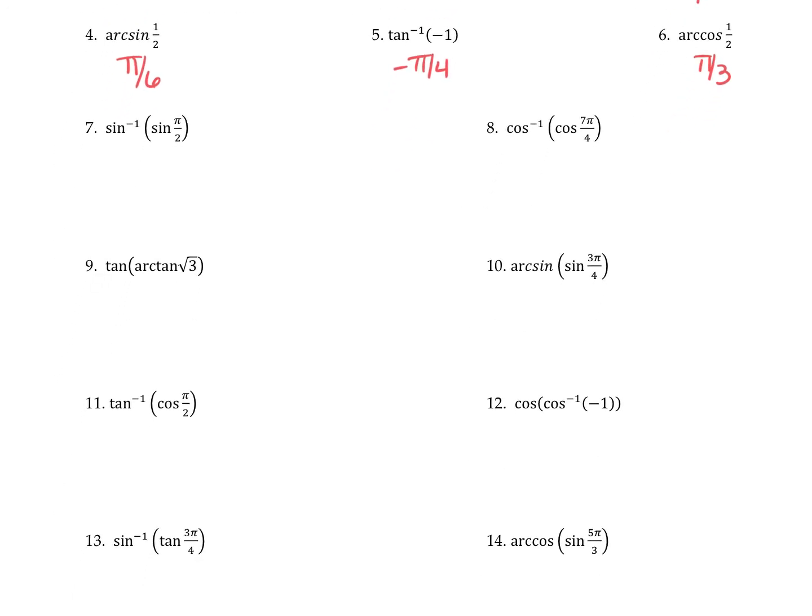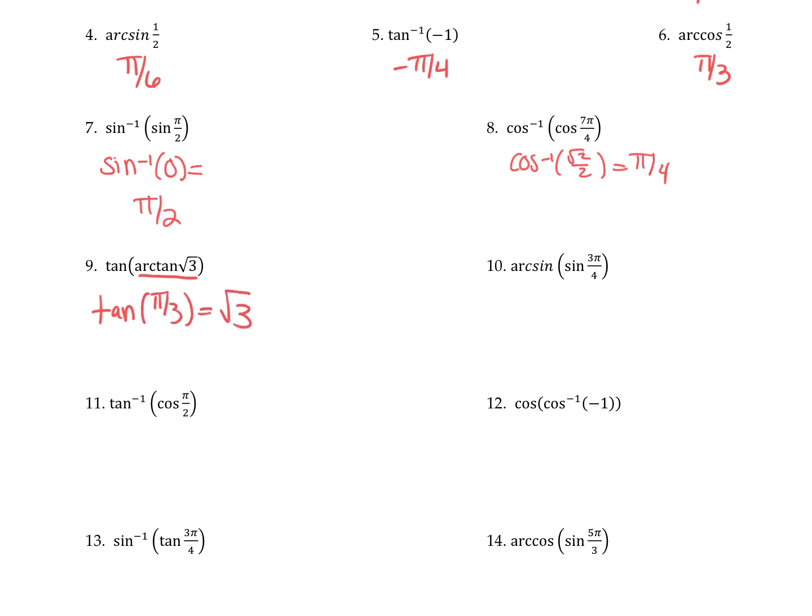So sine inverse of sine of pi over 2 is just pi over 2. Cosine inverse of root 2 over 2 is just pi over 4. Arc tangent of root 3 happens at pi over 3. Tangent at pi over 3 is root 3. Arc sine, which is just sine inverse. Sine of 3 pi over 4 is root 2 over 2, which would just be pi over 4.